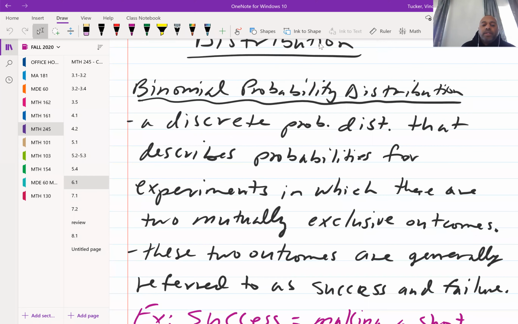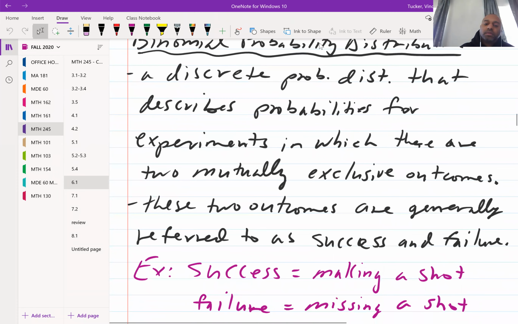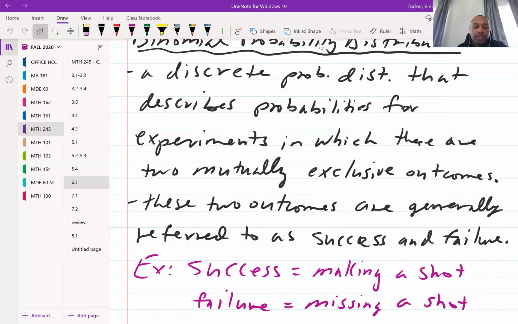Right? These two outcomes are generally referred to as success and failure. Example of that, success could be considered making the shot. Failure would be considered missing a shot. So in other words, we're talking about basketball, talking about making the shot versus missing a shot.